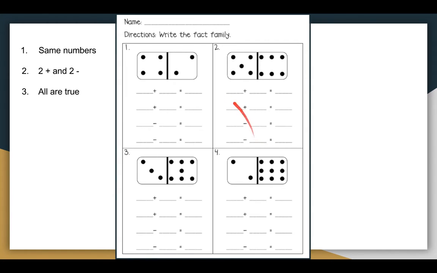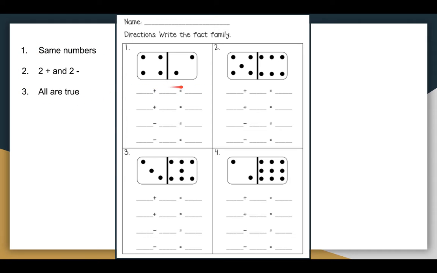This one has 2 of the parts already for you, and you're trying to find the whole and then making your 4 equations in the fact family. So again, I want you to keep in mind our checklist. That's all the same numbers, 2 addition and 2 subtraction, and all of them are true.